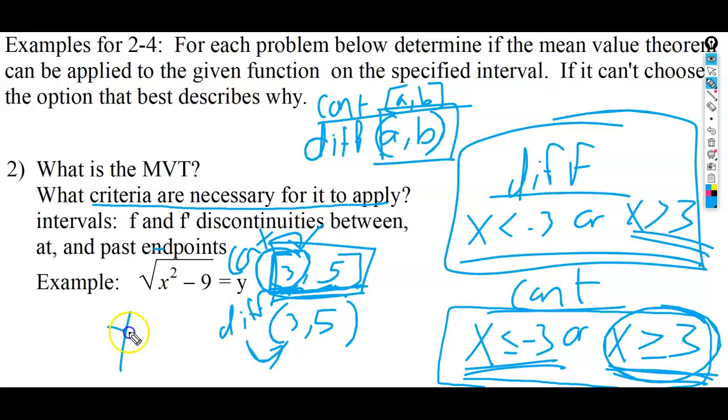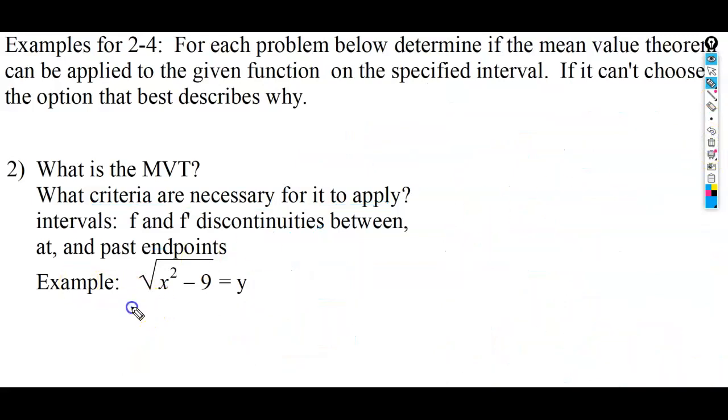Okay, so that one is actually a yes. It's continuous on the closed interval and differentiable on the open interval. So in summary, what do we have to do then? Well, you have to know where your function is continuous and where it's discontinuous. And then you have to remember that it needs to be continuous on a closed interval and differentiable on an open interval. All right, so that's for numbers 2 through 4.